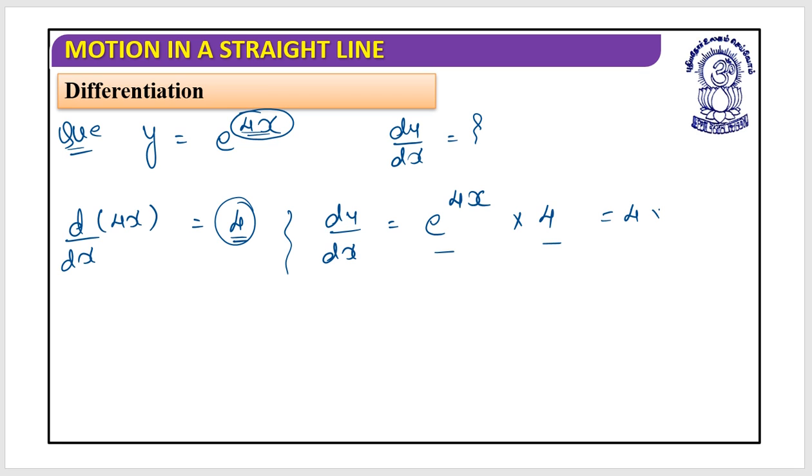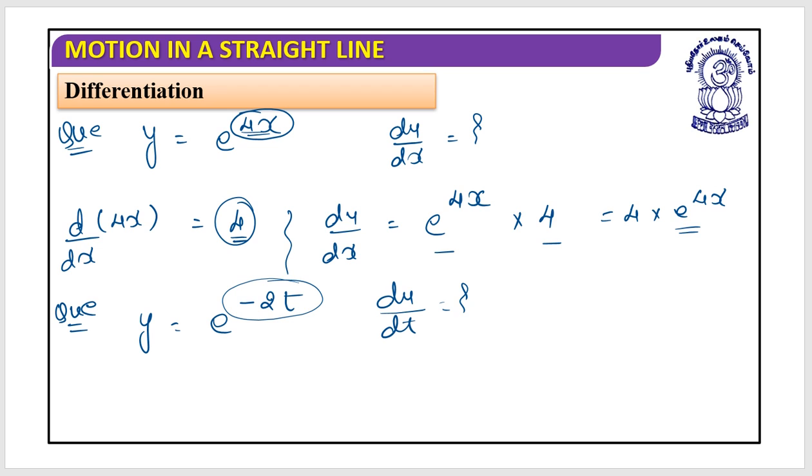Yes. What was your answer? Okay, let's look at the same kind of question one more. y is equal to e to the power minus of, let's say, 2t, and what you require is the dy by dt. So first tell me what to be assumed. Yes, you are correct, it's a minus 2t. So let's do it, d by dt of minus 2t, that would be a minus 2.